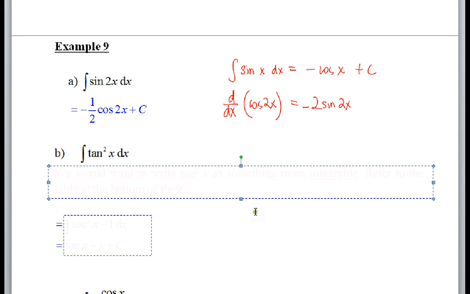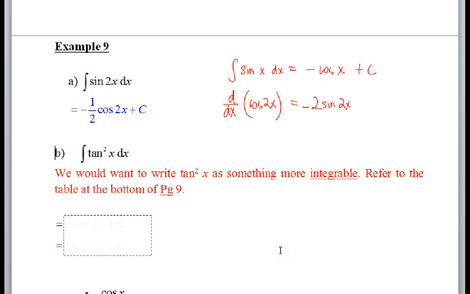We will want to change it to something that is a bit more integrable, which is, any clue? Do we know how to integrate secant square? So how is tangent square related to secant square?